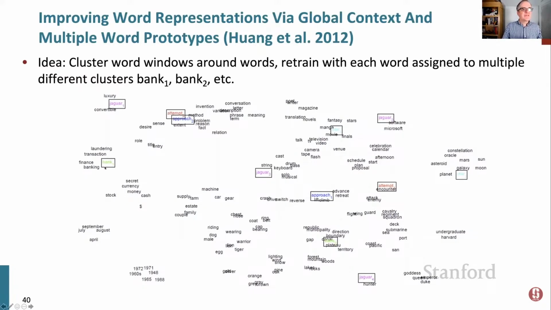So in green, we have two senses for the word bank. There's one sense for the word bank over here, where it's close to words like banking, finance, transaction, and laundering. And then we have another sense for the word bank over here, where it's close to words like plateau, boundary, gap, territory, which is the riverbank sense of the word bank.